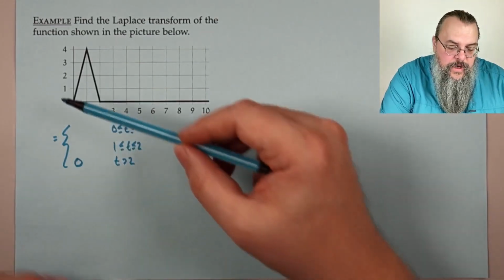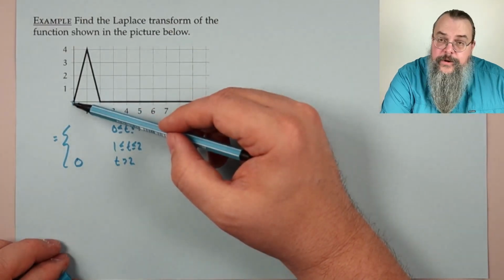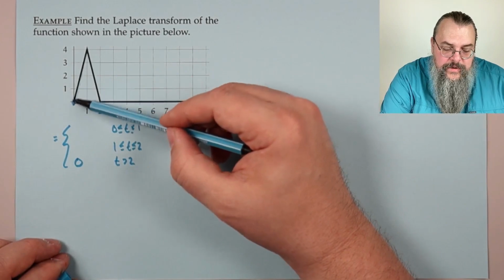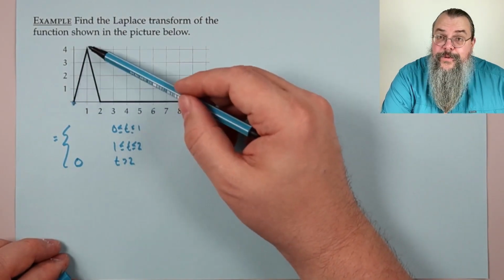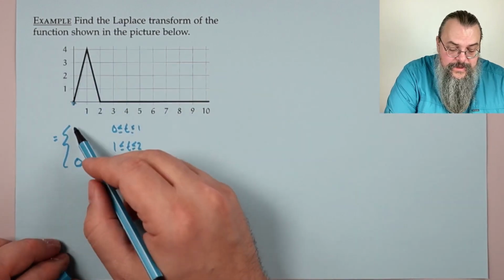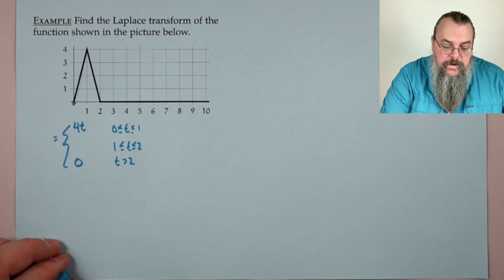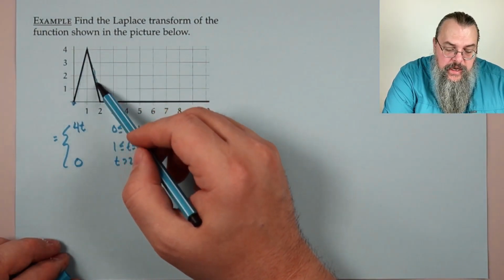Now, from 0 to 1, it's a straight line. We're starting here at the origin. So once we know the slope, that's everything we need. Well, we go over 1, up 4. That's a slope of 4. So this is 4t. All right. How about 1 to 2? Well, now we're going down.